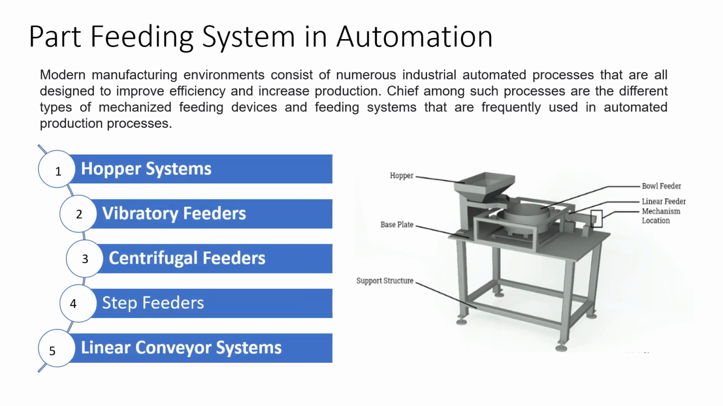So we have a hopper system, then the vibratory feeders. In feeders we can have different types, such as vibratory feeders, centrifugal feeders, step feeders, and then the linear conveyor system, which is nothing but the singling system. So let's check what these parts are.